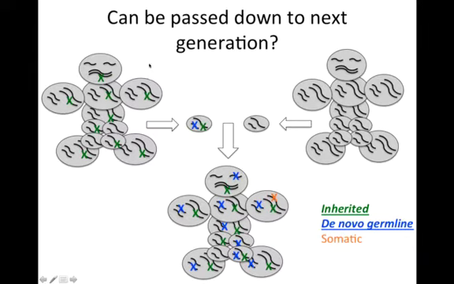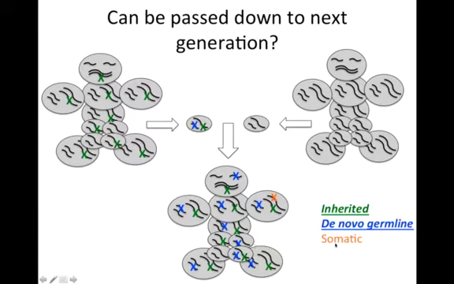And okay, so then the next question would be, which of these mutations can be passed down to the next generation? Well, again, both inherited and de novo germline mutations are present in all our diploid cells. So that includes the diploid cells that ultimately give rise to our meiotic products, to our sperm and eggs. And so that means both inherited and de novo germline mutations have an opportunity to be passed down to the next generation.